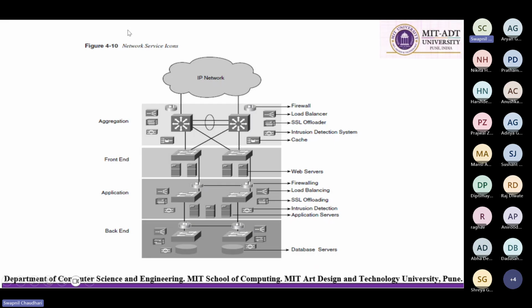First, the IP networks. Next is the aggregation layer. At this layer, we deploy the key services such as the firewall, load balancer, SSL offloader, and the IDS, that is intrusion detection systems, and cache. These layers act as the security plus traffic control center.